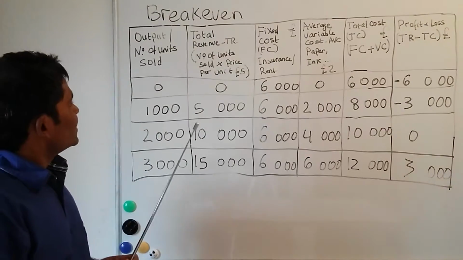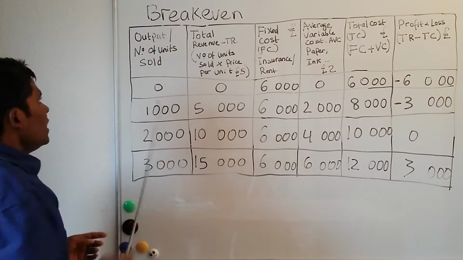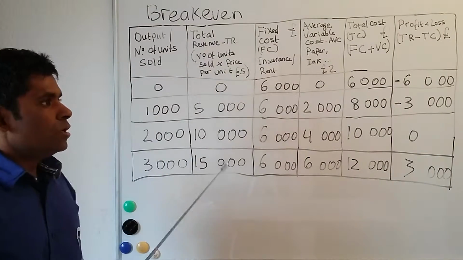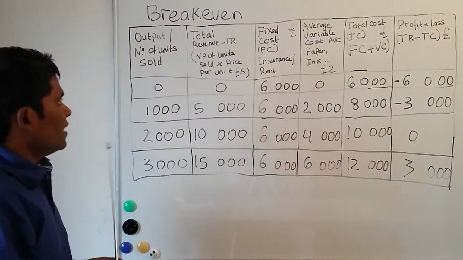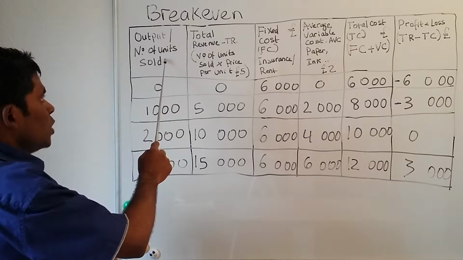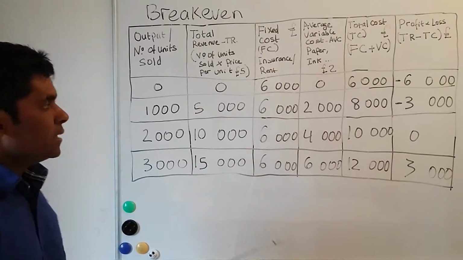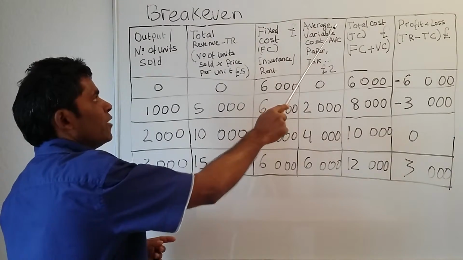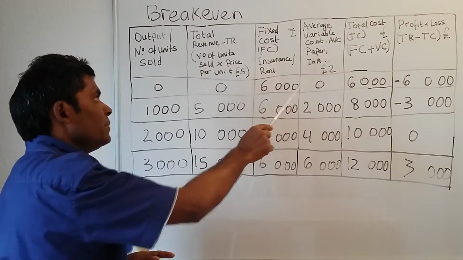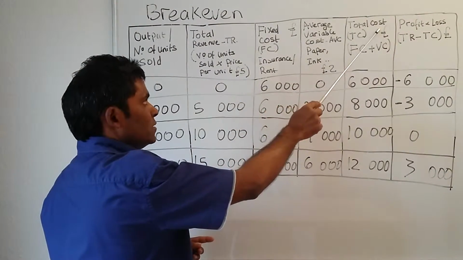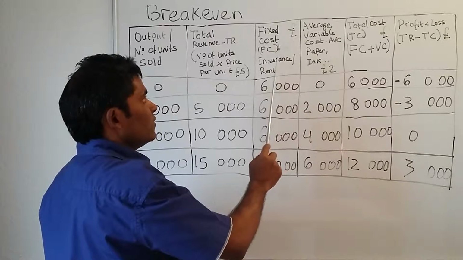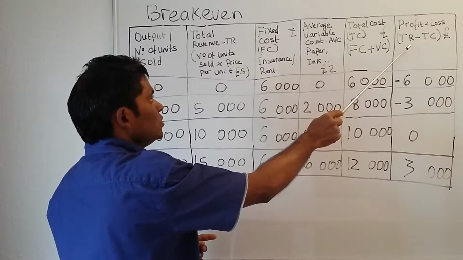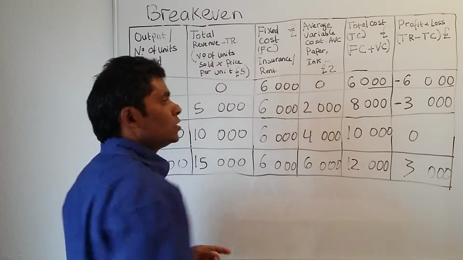We can consider the table here. The number of output is equal to the number of units sold, because just as we've said, there is no stock, no leftover. Total revenue, TR, is number of units sold multiplied by price per unit, £5. Fixed costs, which includes insurance and rent. Average variable cost, which includes cost of paper, cost of ink. Total cost, it is an addition of fixed costs and variable costs. Profit and loss, it is TR, total revenue, minus TC, total cost.